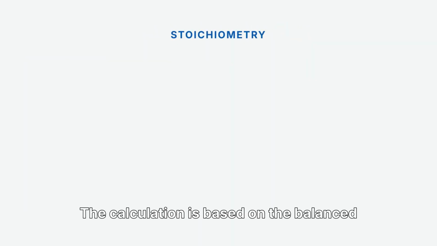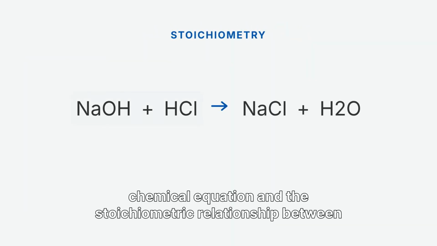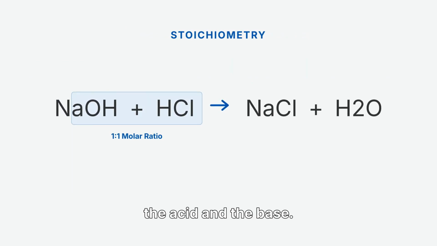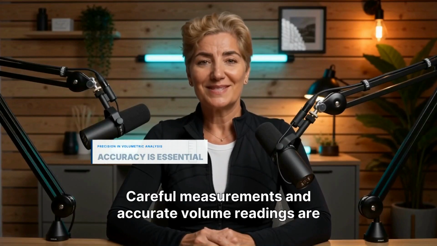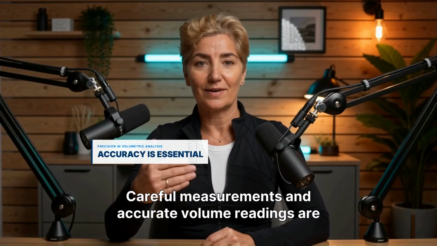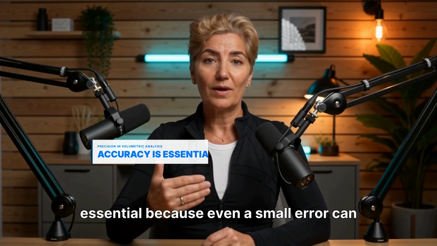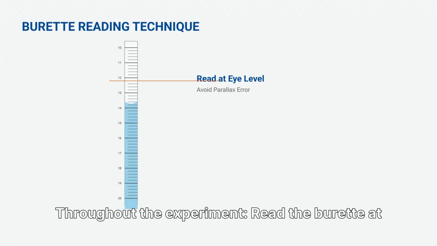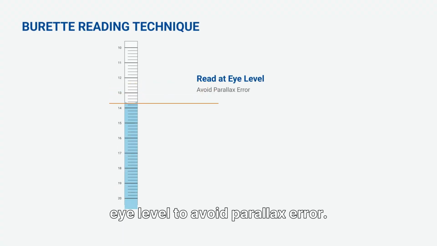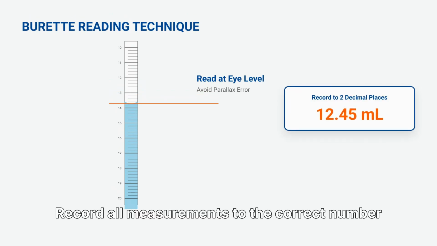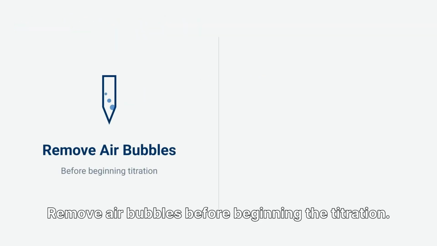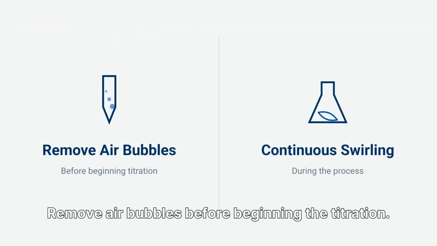The calculation is based on the balanced chemical equation and the stoichiometric relationship between the acid and the base. Careful measurements and accurate volume readings are essential because even a small error can significantly affect the calculated concentration. Throughout the experiment, read the burette at eye level to avoid parallax error. Record all measurements to the correct number of decimal places. Remove air bubbles before beginning the titration.